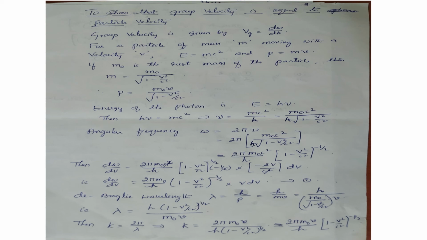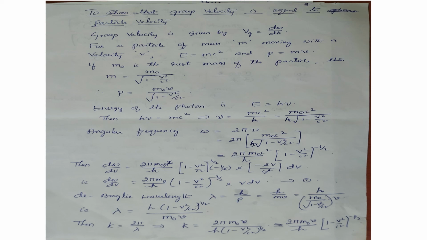Then we have the term root 1 minus v square by c square in the denominator. Take it to the numerator, it becomes (1 minus v square by c square) to the power minus half. Now differentiate omega with respect to v. What we get is 2 pi m0 c square by h, constant, outside. Then differentiate (1 minus v square by c square) to the power minus half. It becomes minus half into (1 minus v square by c square) to the power minus 3 by 2 into the differentiation of minus v square by c square.